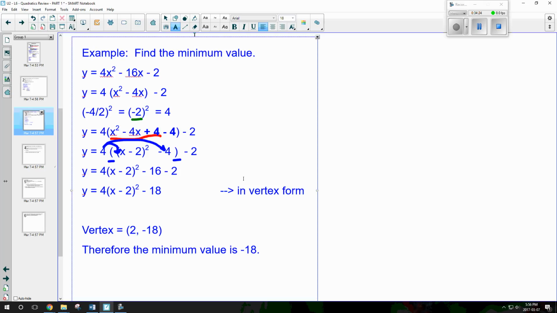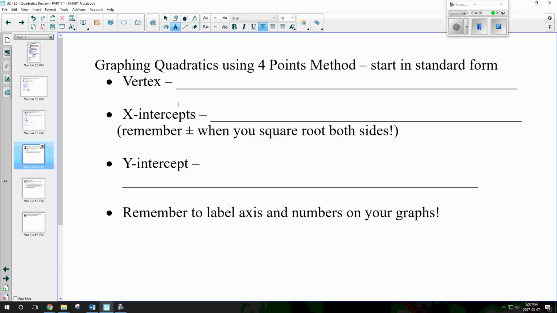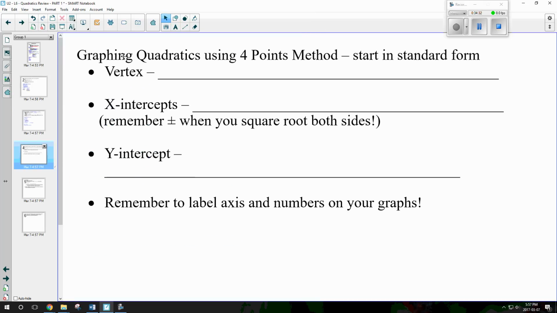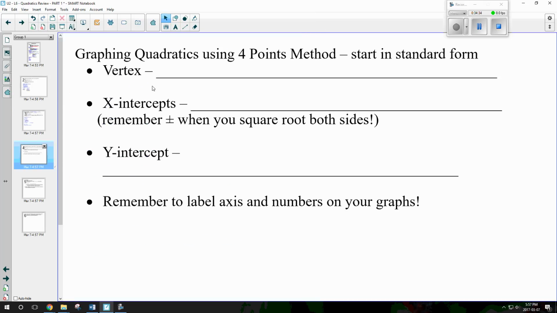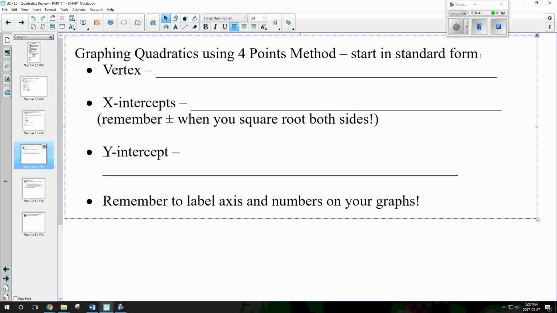If anyone still needs time to write this down, pause the video. I'm going to move on to the next section. Our next section is our last big section, graphing quadratics using our 4 points method. And remember, that was when it's given to us in not standard form, we did it in vertex form.